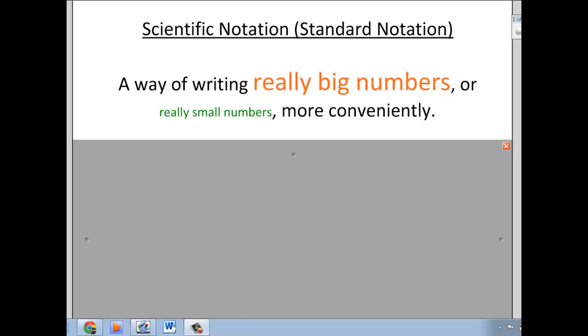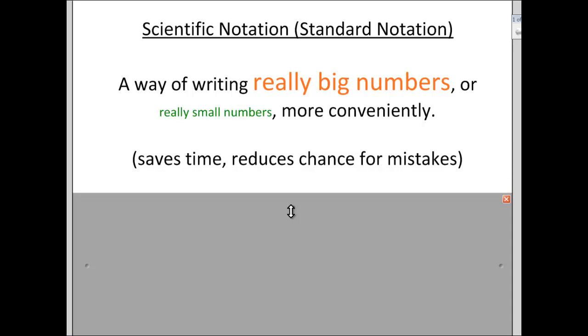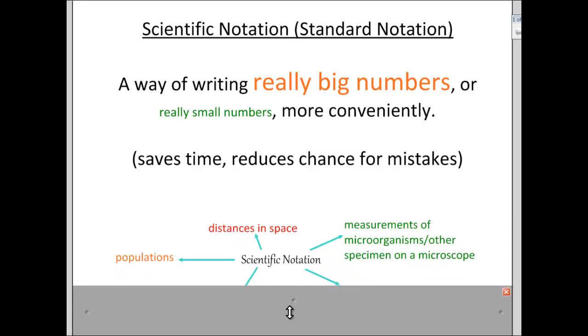This lesson is to learn about a way of writing numbers called scientific notation. You can also see it called standard notation sometimes. So it's a way of writing either really big numbers or really small numbers more conveniently. The reason we would want to do this is because basically it saves time and it also reduces the chance for making mistakes when you're writing lots of zeros or lots of digits, lots of decimal places.